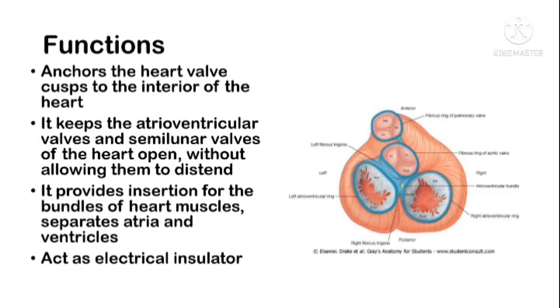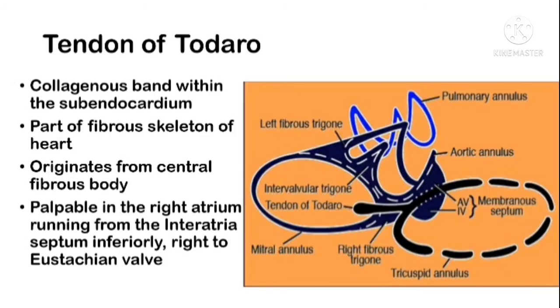The functions of the fibrous skeleton: it anchors the heart valves and cusps to the interior of the heart. It keeps the atrioventricular valves and the semilunar valves of the heart open without allowing them to distend. It provides insertion for the bundles of heart muscle and separates atria and ventricles. It acts as an electrical insulator.